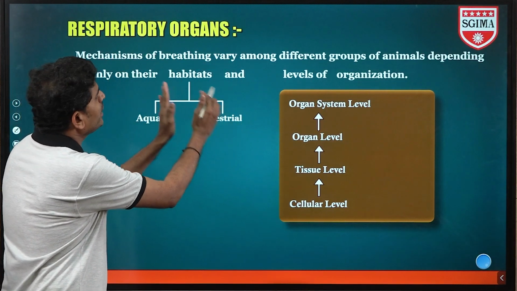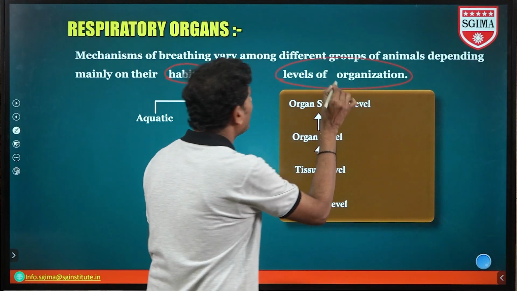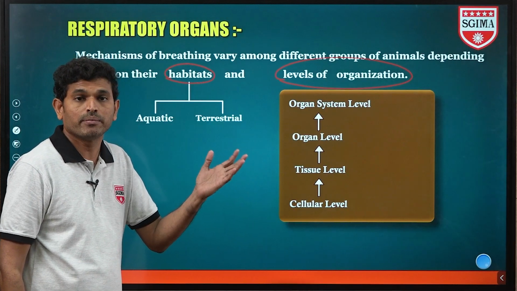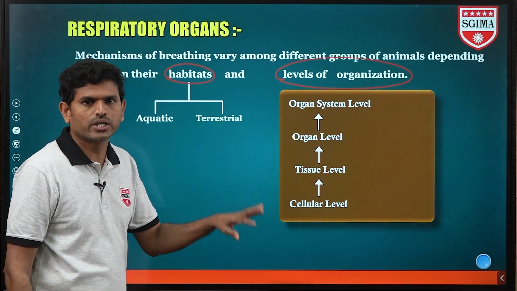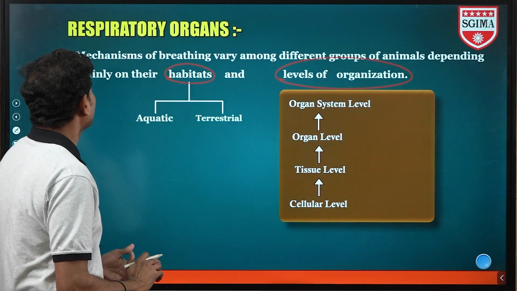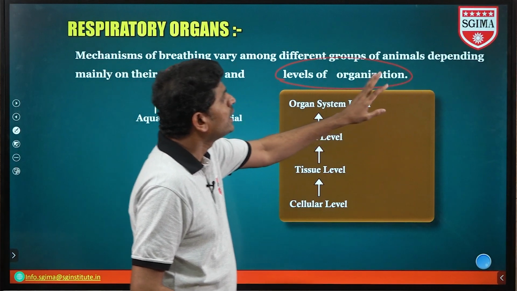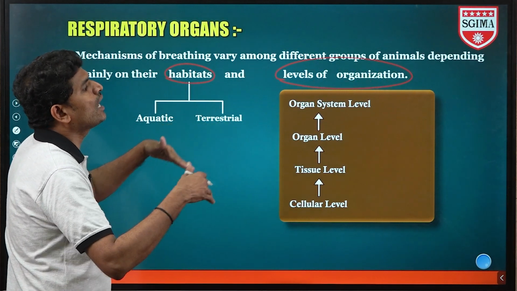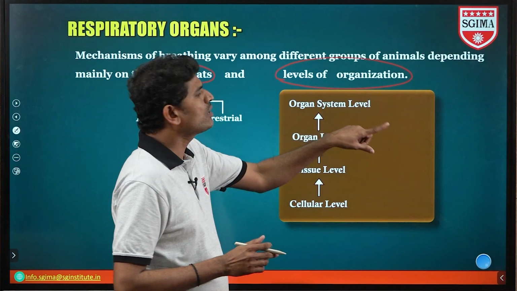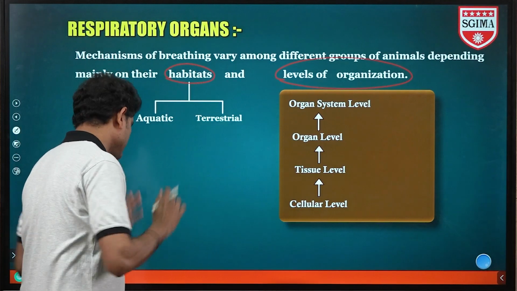So what we can understand here, A स्लाइड में ये वर्ड्स को थोड़ा सा एक्सपैंड करके हम देखने तो हमको पता चलेगा what the organs are here, and why the respiratory organs differ based on habitats and based on the levels of organization. Let us see that. So they given mechanism of breathing varies among different groups of animals, depending on what? Depending on habitats पे depend होते, and second thing is levels of organization से भी depend होते. So habitat से कैसे depend होते, let us see that first.